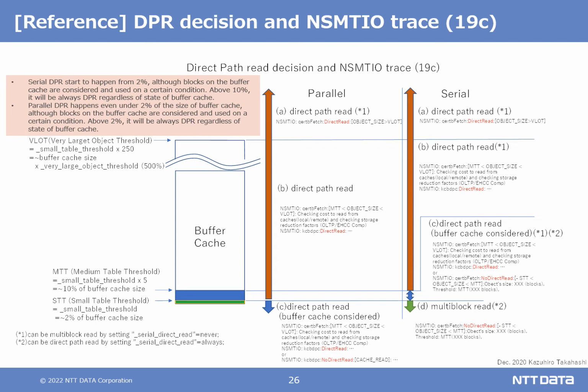The result is only an example of a specific environment and test case, and numbers can vary in different versions, but at least I think it is good to know that you can identify the DPR decision like this figure with the NSMTIO trace.